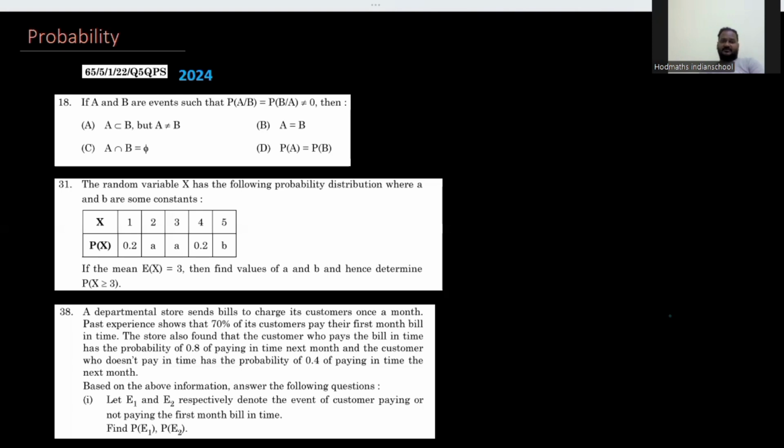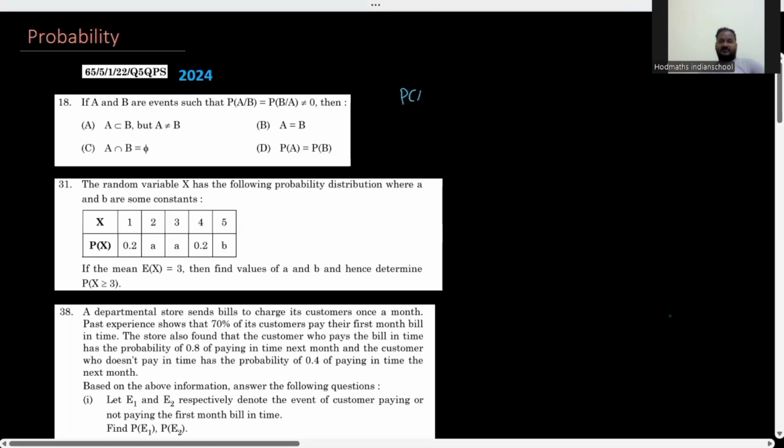Coming to the very first question, it is a multiple choice question, the 18th one. If A and B are events such that probability of A given B is equal to probability of B given A, then which of the following is the correct option? You just have to follow the definition of probability of A given B. What is the formula for probability of A given B?